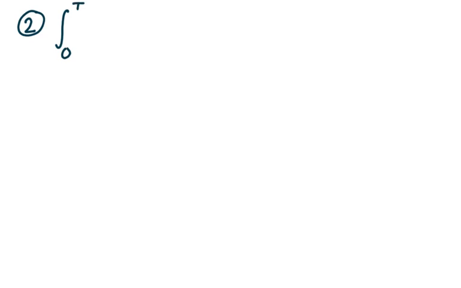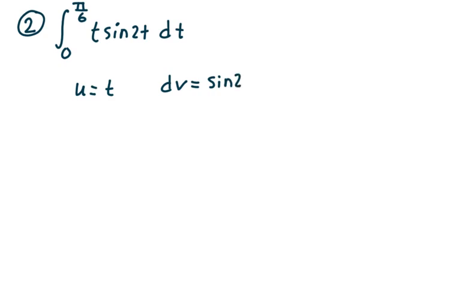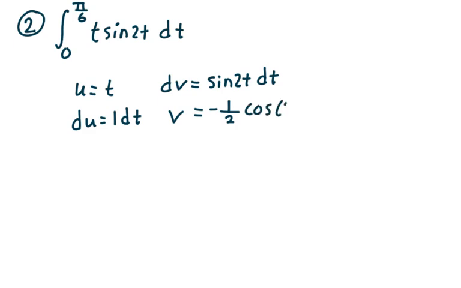Suppose we have the integral from 0 to pi over 6 of t sine of 2t dt. So this is classic integration by parts. I'm going to let u equal t, and I'm going to let dv be sine of 2t dt. du is 1 dt, and v is negative 1/2 cosine of 2t.